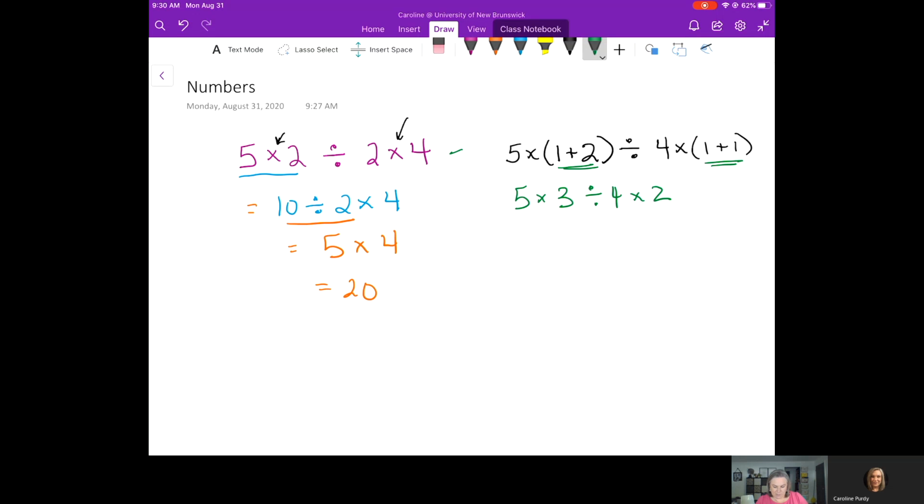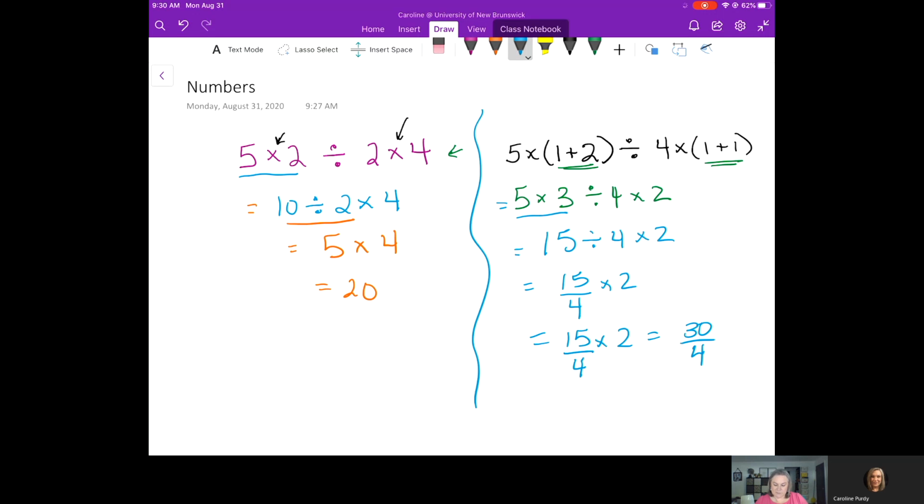And then just like this one up here, we're going to go from left to right. So 15 divided by 4, that doesn't work out nicely just because I'm making it up on the spot. So 15, we'll just write it as 15 divided by 4, and then we have times 2. So 15 divided by 4 times 2 is 30 divided by 4. Okay, and then whatever that is. We don't usually write improper fractions.